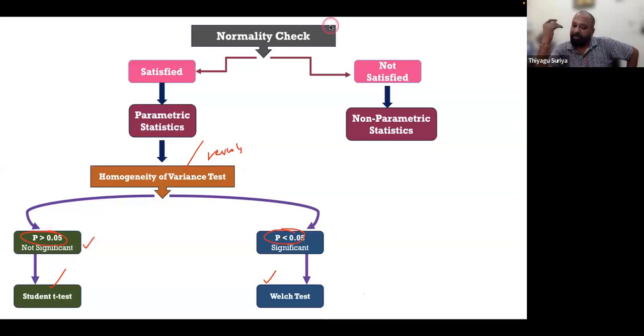We are not checking whether it is equal variance assumed or not assumed. This is nothing but equal variance. For example, if Levene's test is not significant, equal variance is assumed. If equal variance is assumed, go with the Student t-test. If equal variance is not assumed, you can go with the Welch t-test.